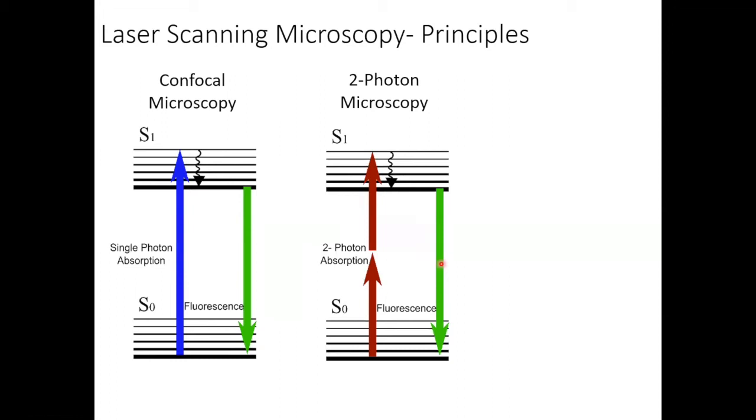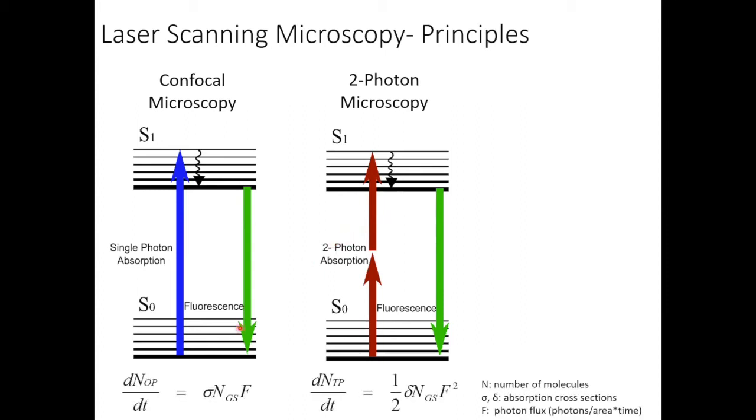There's a lot of quantum phenomena taking place here that I'll skip over, but it involves a virtual electronic state that happens very, very quickly. But in essence, these two photons need to be absorbed simultaneously, and that is a highly improbable event. I think I have the rate equations here. These rate equations describe the rate at which these excitations take place.